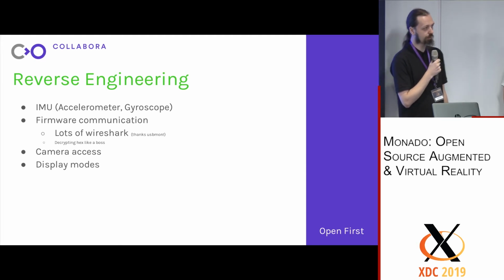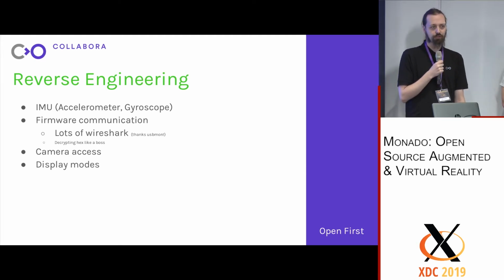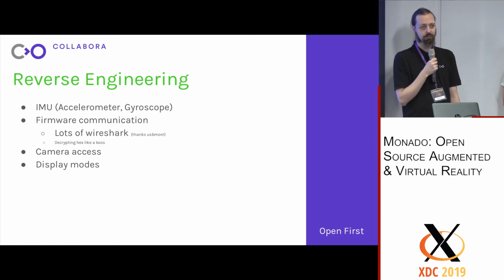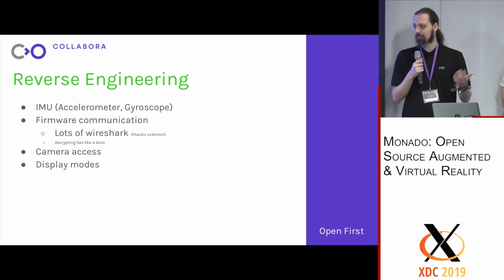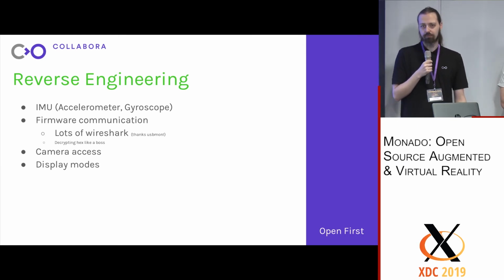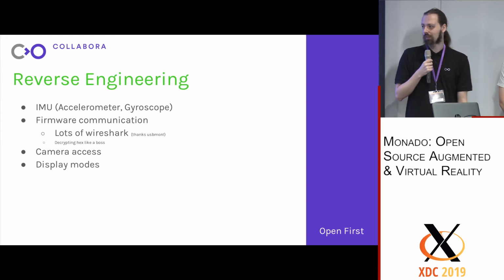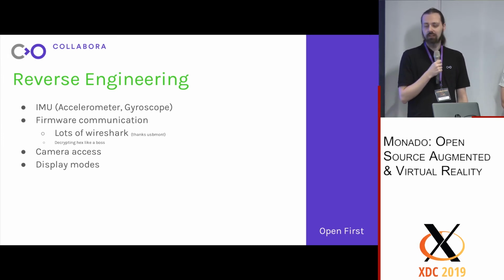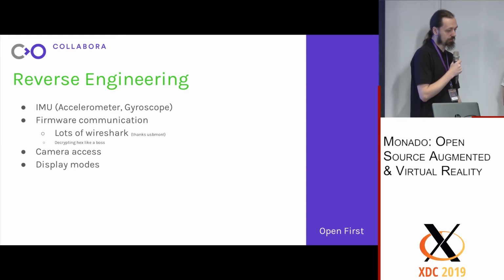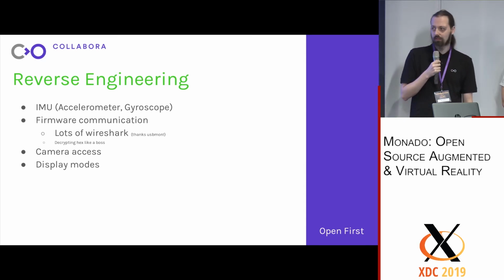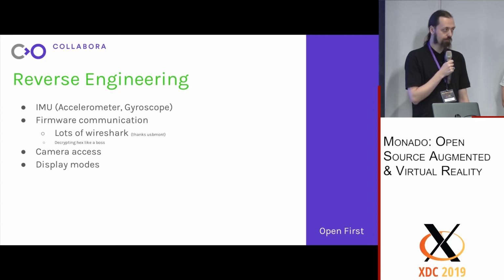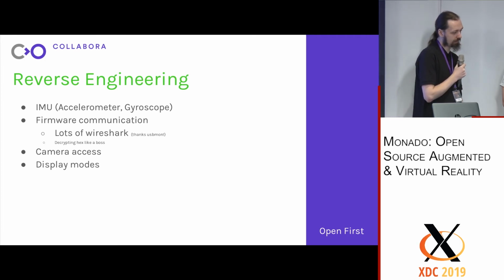Camera access is also very important. Unfortunately, not everyone just exposes their cameras as a regular webcam-type device. Sometimes there is some specific firmware that sends over the frames on the USB in some form of encoded format. So it's always interesting to do some work to figure out what codec it is and how to process it, and figuring out latency issues and that kind of stuff. And display modes can be difficult.